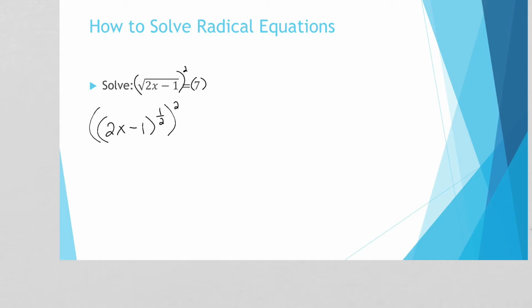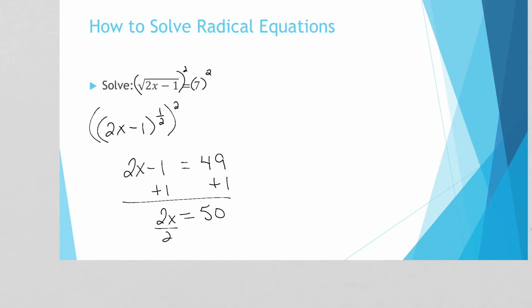What do you do when you have a power raised to a power? You multiply the powers together, okay? And what is 1/2 times 2? It's 1. So that leaves us with just 2x minus 1 on the left-hand side. And don't forget, you also need to square the other side, okay? So whenever we square 7, we get 49. Now we need to solve for x. So let's add 1. 2x is equal to 50. Divide by 2, x is equal to 25.